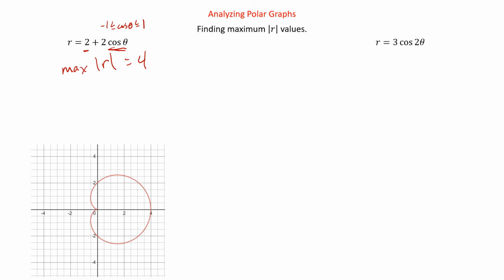Another example here, so we want to find the maximum r. Well, cosine of 2 theta is still going to be between -1 and 1, times 3. So here the max r is going to be 3 because the cosine will keep it at 3, or it'll take it to be lower than 3.